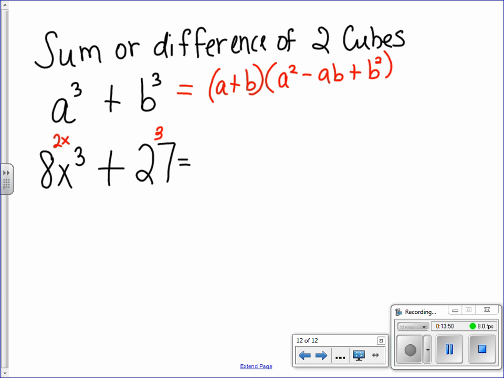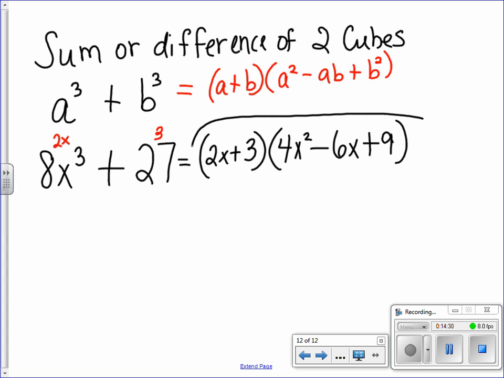So what's in the A place? What's the A? 2x. What's the B? Now A squared. What's 2x squared? 4x squared. Minus A times B multiplied together, 6x, plus B squared. What's B squared? 9. That is your factored answer. That's your factored answer.